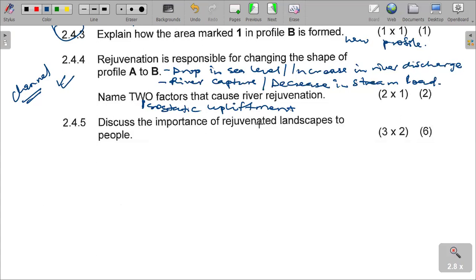Discuss the importance of rejuvenated landscape to people. Importance of rejuvenation to people. The landforms which are formed are good for tourism or tourist attraction.